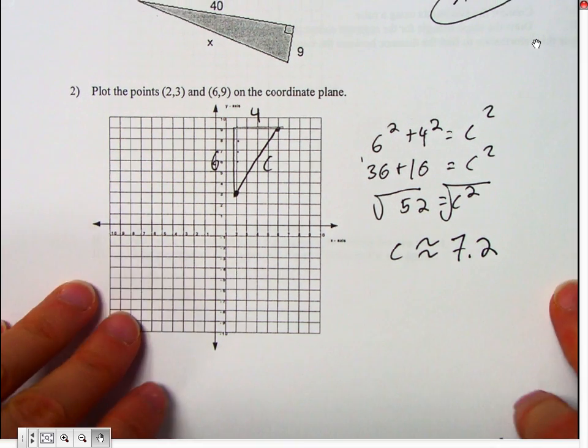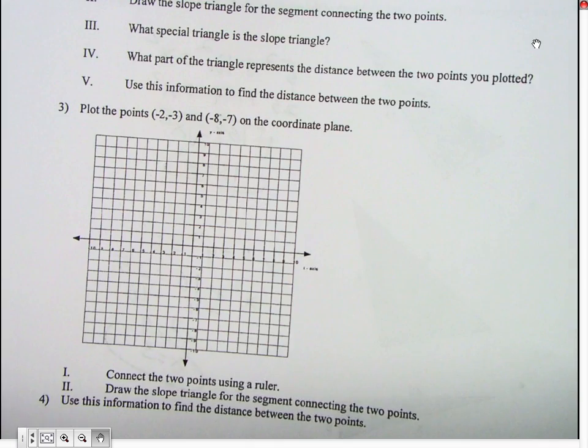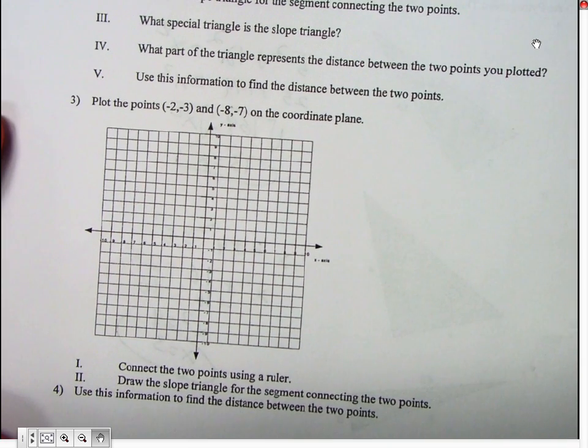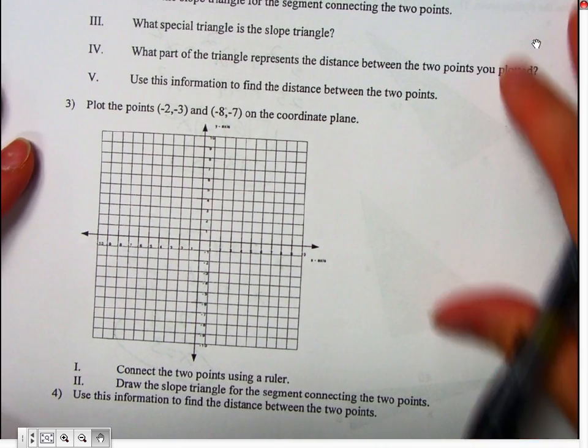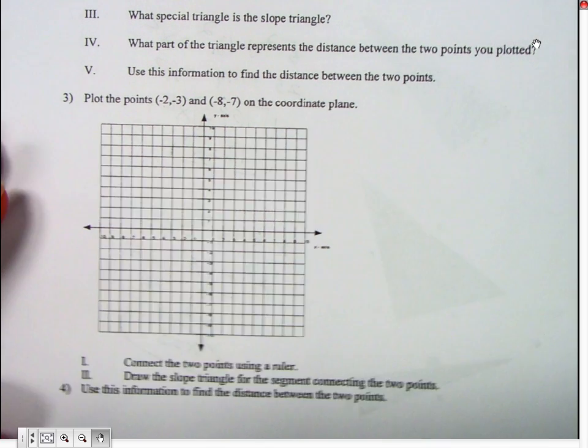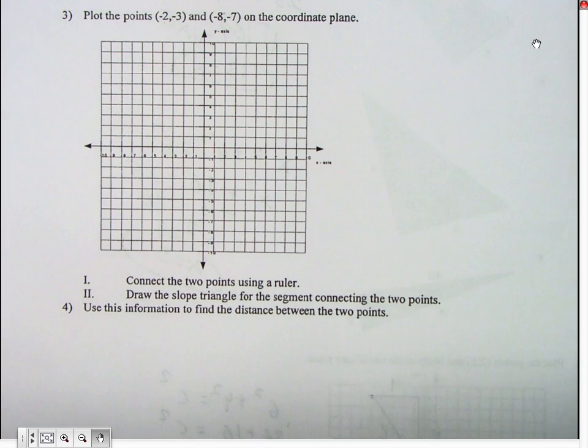Okay? Why don't you guys try number 3? Plot the points and connect them with a ruler. Draw the slope triangle. Note that it is a right triangle. Use Pythagorean theorem. You solve.